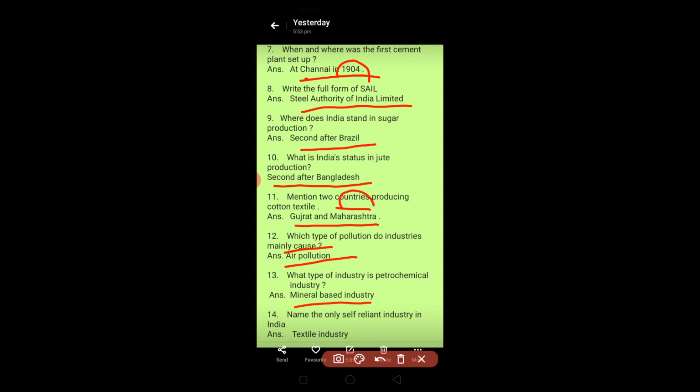Name the only self-reliant industry in India. The textile industry is the only self-reliant industry in our country, India.